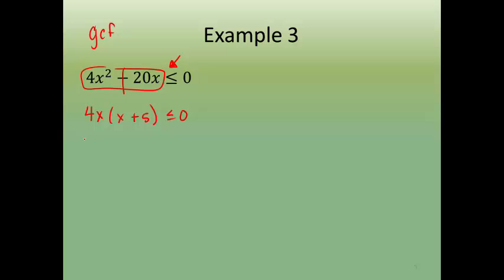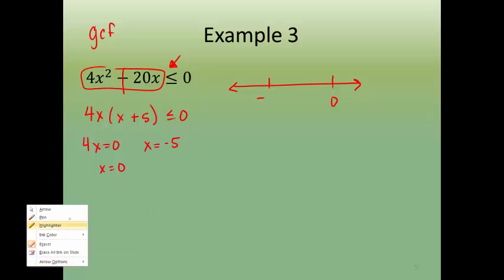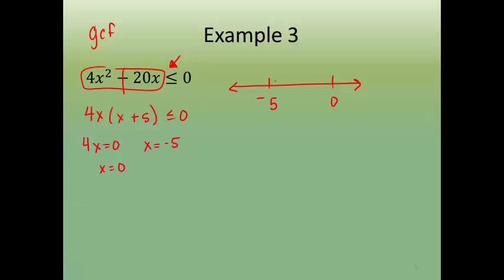And this way I can use these two values and set them equal to 0 using the zero product property again. So I have x equals 0 because the only thing I can multiply by 4 to turn into a 0 is a 0, and x equals negative 5. So those are the two numbers that I'm going to place on my number line: negative 5 and 0. I'm going to put those in the right order. Let's erase that so it looks nicer for us. Okay, still using a solid circle.